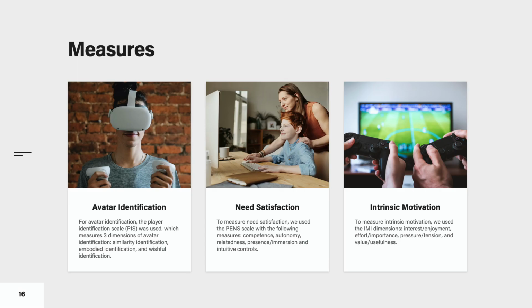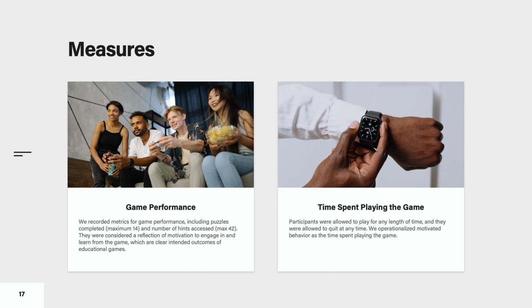For measures, 3 validated player experience questionnaires and gameplay metrics were used. For avatar identification, the player identification scale, PIS, was used, which measures 3 dimensions of avatar identification: similarity identification, embodied identification, and wishful identification. To measure need satisfaction, we used the player experience of need satisfaction scale, PENS, with the following measures: competence, autonomy, relatedness, presence and immersion, and intuitive controls. To measure intrinsic motivation, we used the Intrinsic Motivation Inventory, IMI, dimensions: interest and enjoyment, effort and importance, pressure and tension, and value and usefulness. We recorded metrics for game performance, including puzzles completed and number of hints accessed.